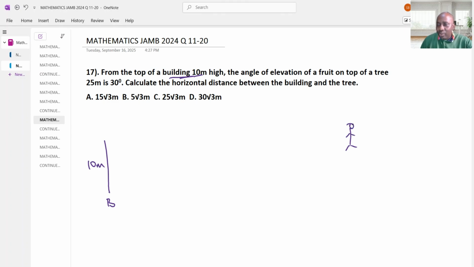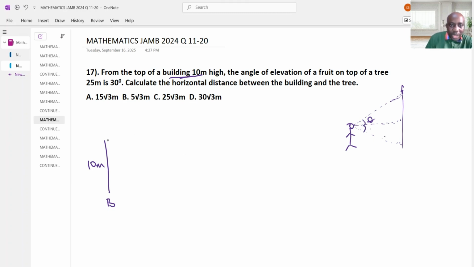So if I want to construct the angle of elevation, my eyes are looking up, and the level of my eyes, let's say this is the tree I'm looking at. The angle between the horizontal level of my eyes and the upward line to the fruit I'm looking at on the tree is the angle of elevation. But when you're talking about angle of depression, it is this one: the downward direction you are looking at and the level of your eyes is the angle of depression.